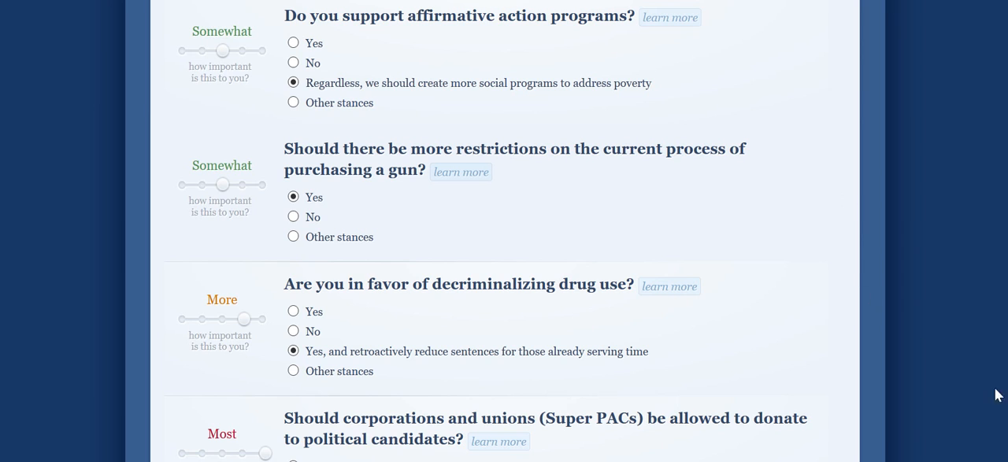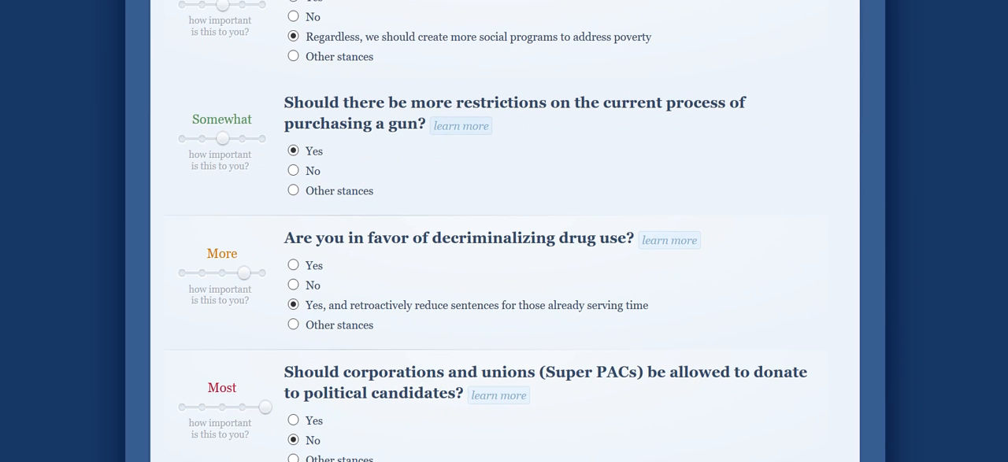Are you in favor of decriminalizing drug use? I clicked yes and retroactively reduce sentences for those already serving time, but you guys know me, I'd even go further. I would legalize, tax, and regulate drugs.